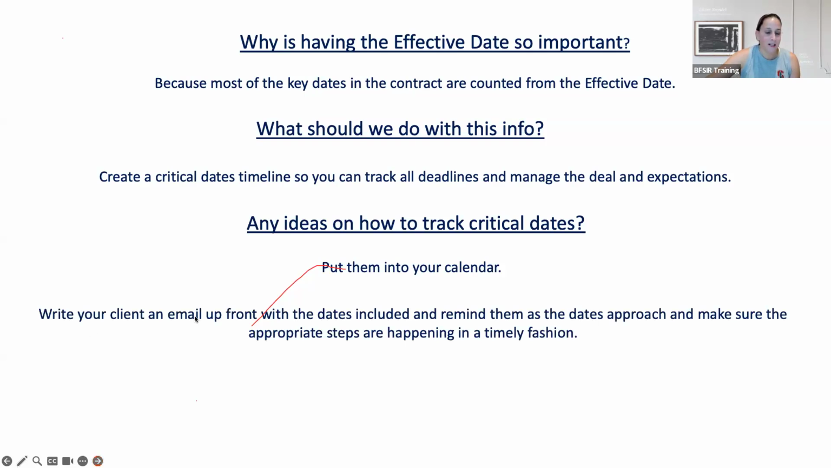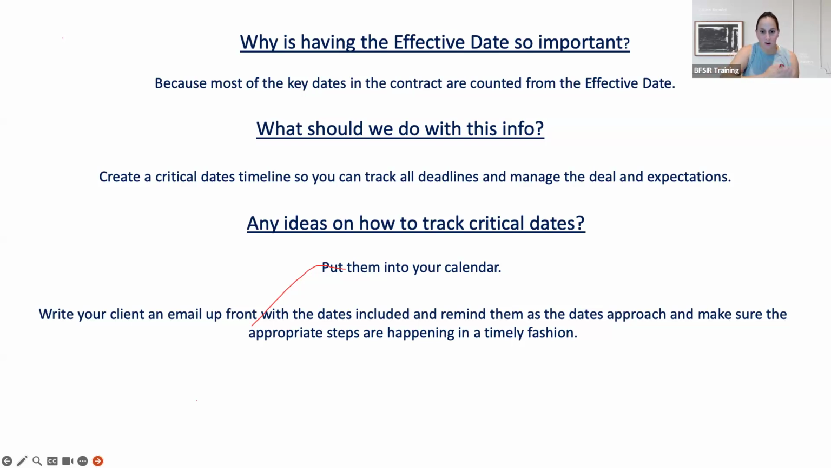And then also write your client an email up front with the dates included and then remind them as the dates approach and make sure the appropriate steps are happening. I had an agent, they're not with us anymore, in our North office, whose buyer put a lot down and then they just totally missed the date of their buyer approval on their financing. It was a huge problem and they lost their earnest money, because as agents, it's our job to keep track of dates, guys, right?